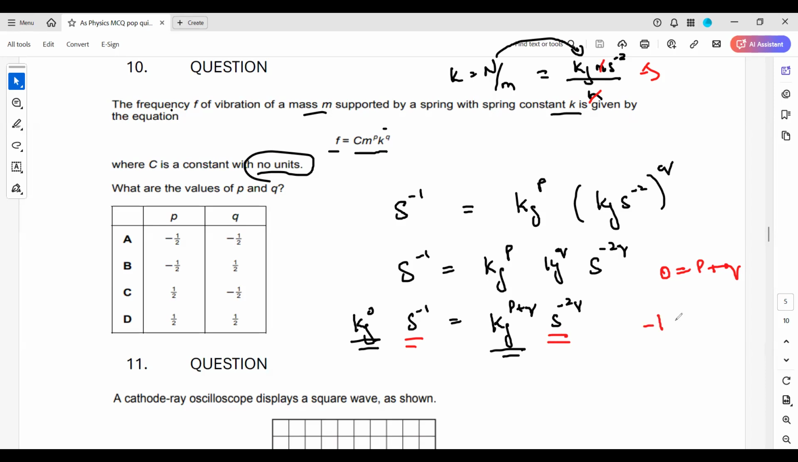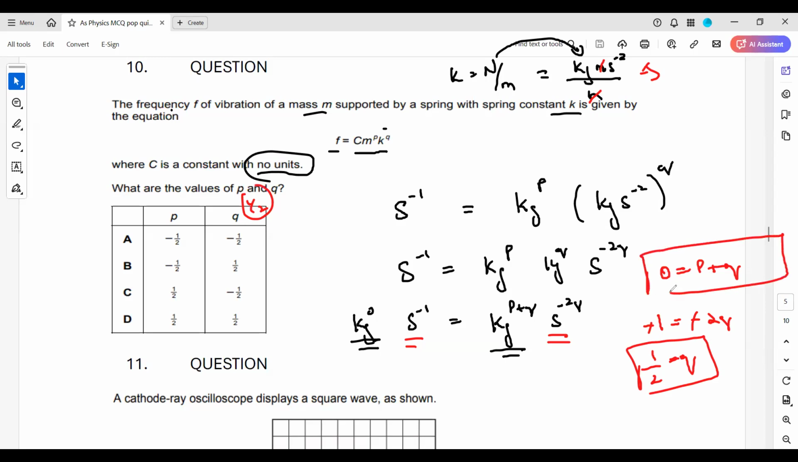The second equation compares the powers of second. Here second is minus 1 and the other one is minus 2Q. Negative will cancel with negative, so 1 divided by 2 equals Q. The value of Q is 1 by 2. Now how to get the value of P? We have the equation 0 equals P plus Q, or P equals minus Q. Q equals half, so P equals minus half. The value of P is negative half and the value of Q is positive half. That's why it matches with option B.